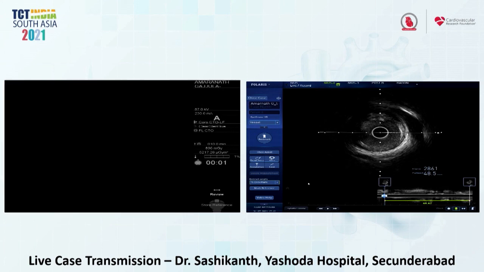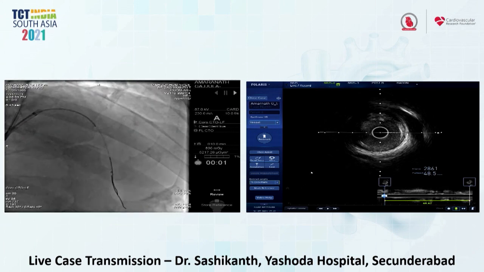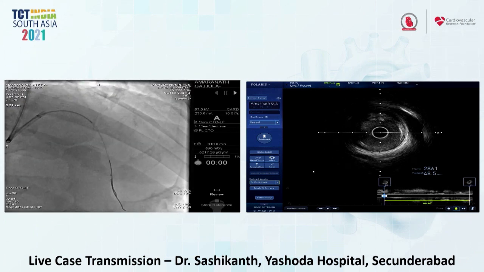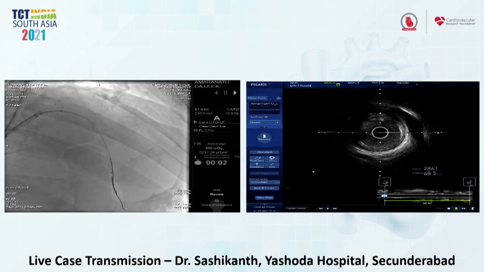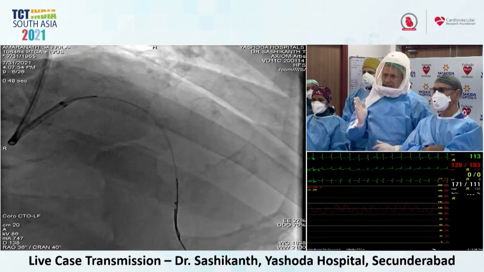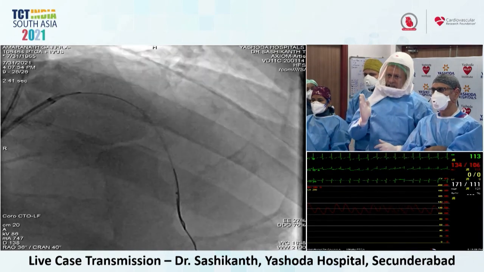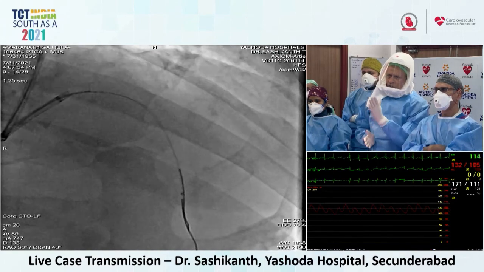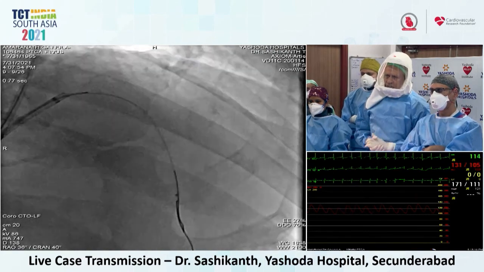And so we put the IVUS catheter distally in the normal healthy landing zone. And that's the point on the angiogram where the proximal LAD has a normal healthy segment, or the plaque burden of less than 20% or so. So that's the point where we wanted to end the stent proximally.